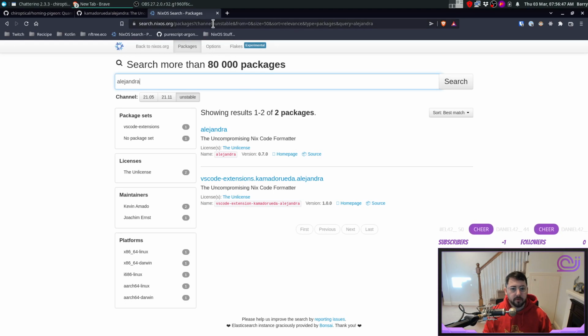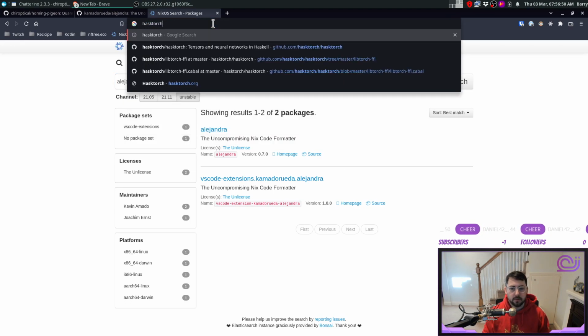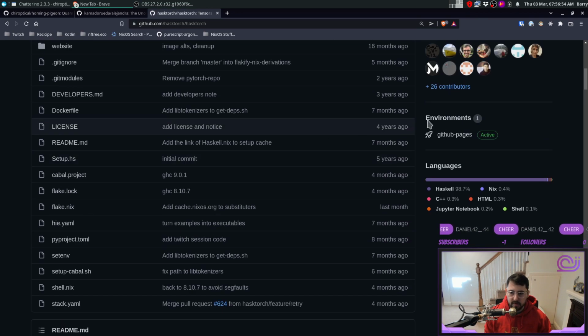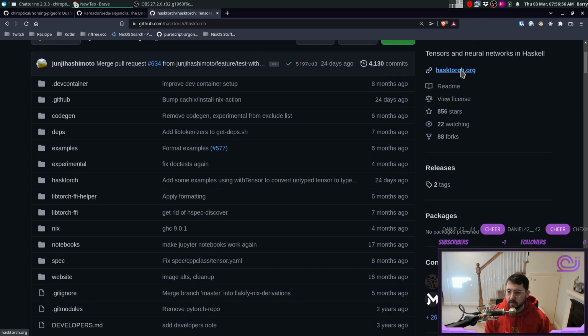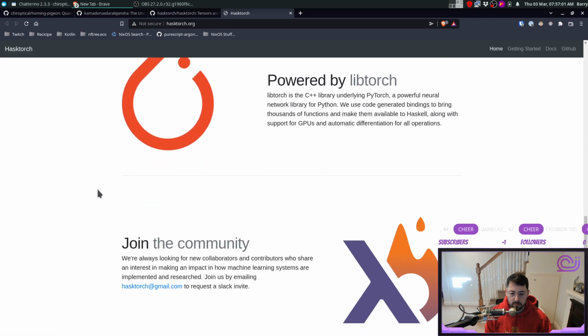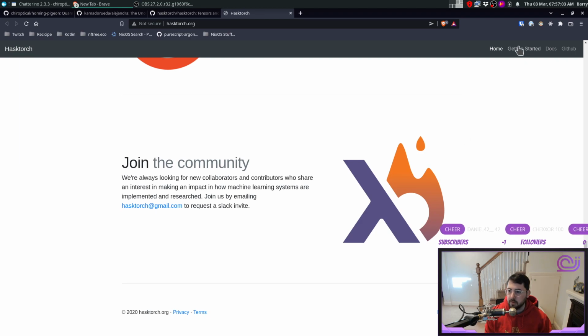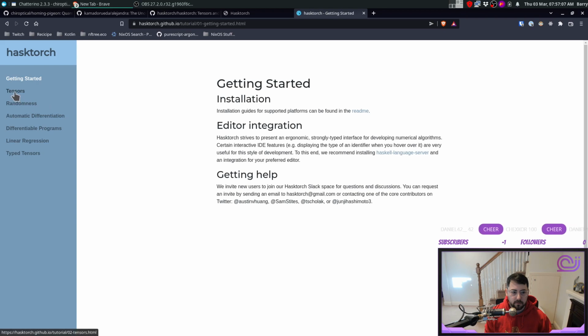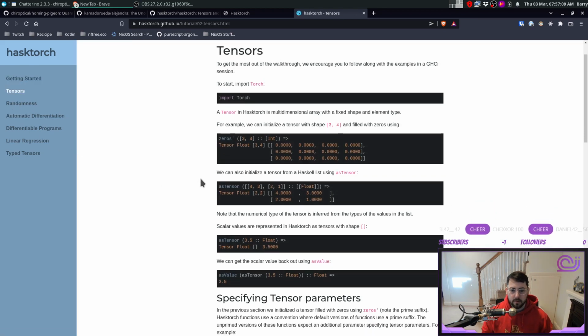There may be more stuff on Hasktorch. Some more documentation or something. Getting started, maybe. Learn more. Join the community. Getting started. Here we go. Docs. Tensors. Okay, so this is a tensor of zeros. We want a tensor of floats, which is fine, I guess.